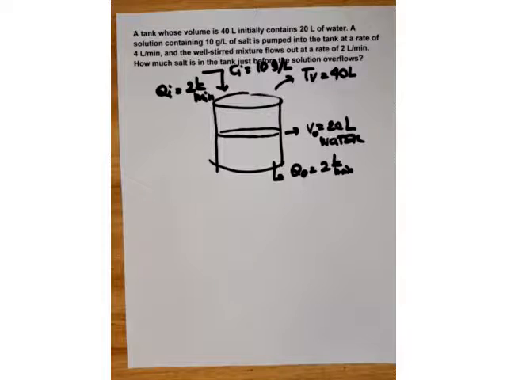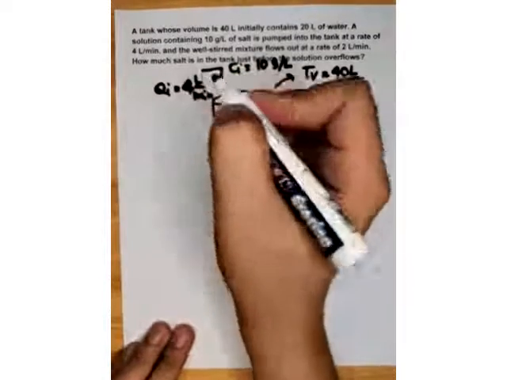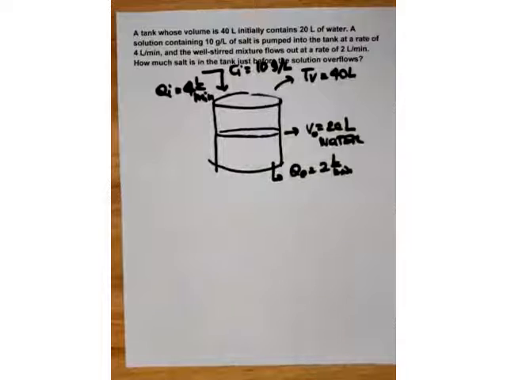I think I wrote something wrong. So it should be 4, not 2. Is that right? Okay, next question is how much salt is in the tank just before the solution overflows?